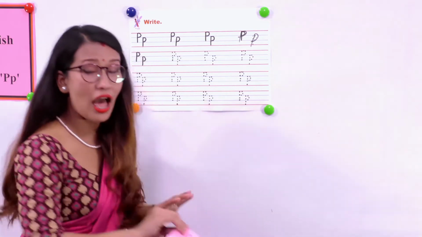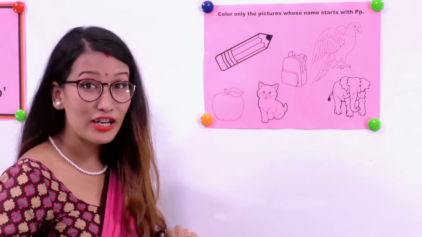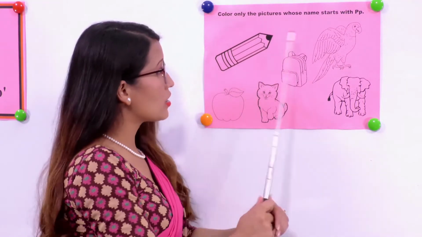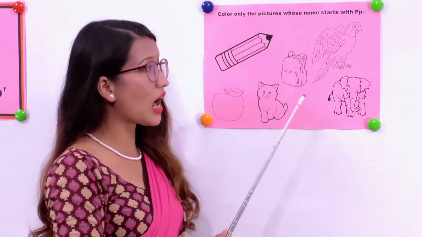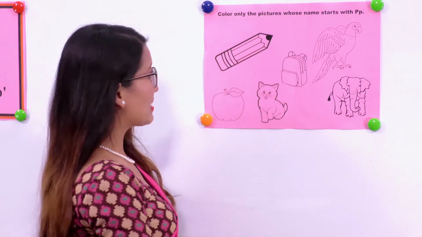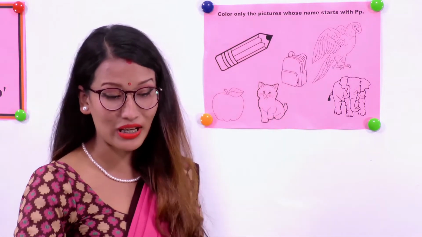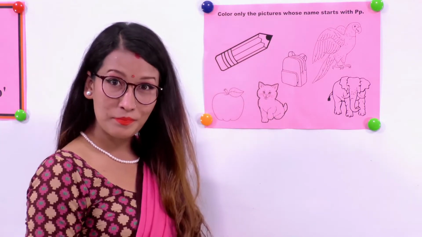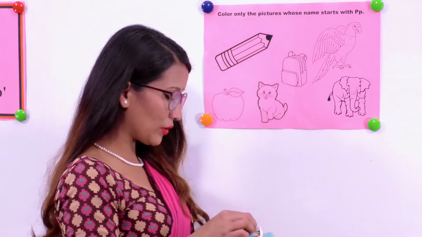Good. Now children, I have got another paper also. Let me paste it on the board. Okay, children. Now look at here. Color only the pictures whose name starts with P. Okay, ready? Okay, let me see what is here. What is this? Can you tell me the name? Good. Okay, so let me color it. Okay, here is the color. What is this? Can you tell me the name? Good. Pencil. Yes? Okay. Let me color it brown.